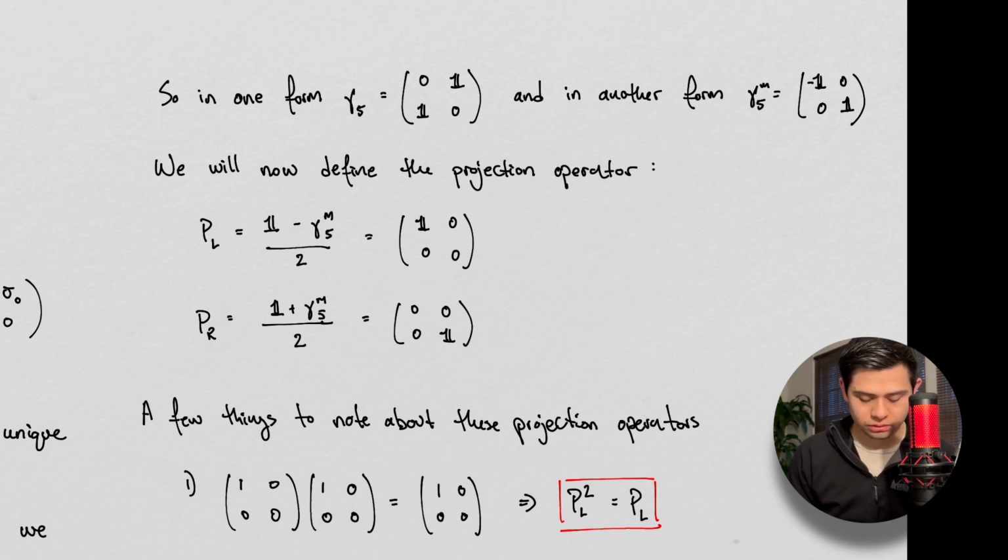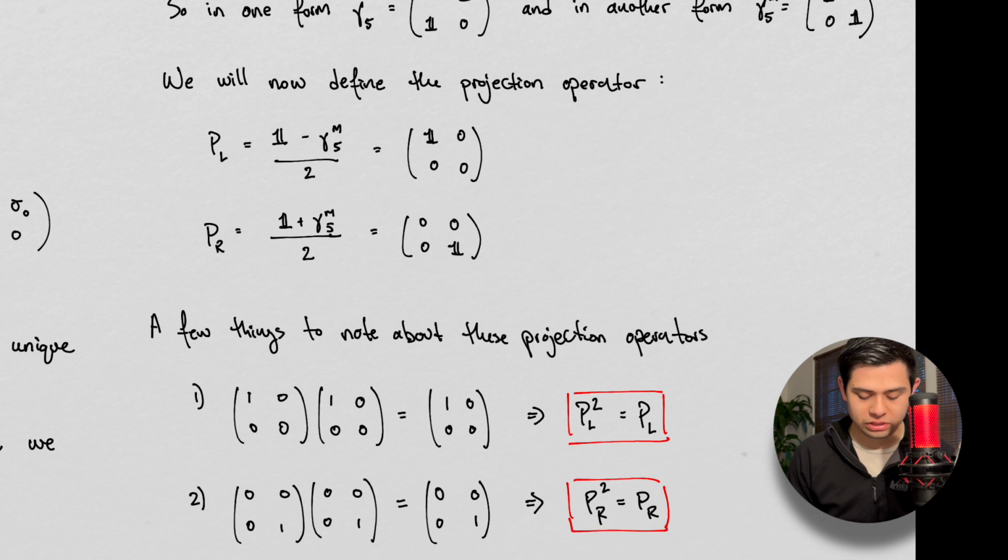Okay, so now we're going to take these two gamma matrices and we're going to define two operators using these gamma matrices. The operators we're going to define are called projection operators, and these are going to play an important role in defining how our Lagrangian is sensitive to parity violations.